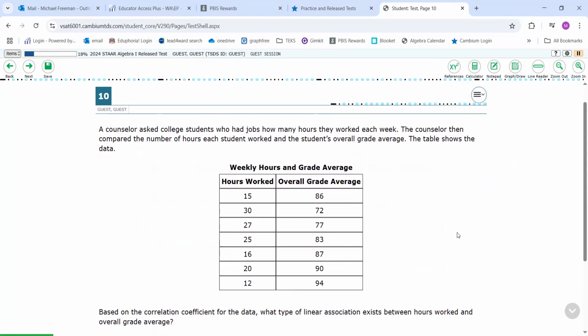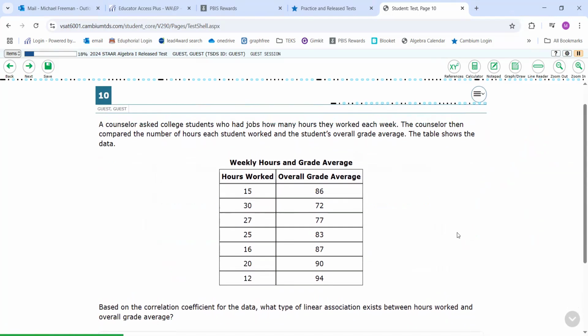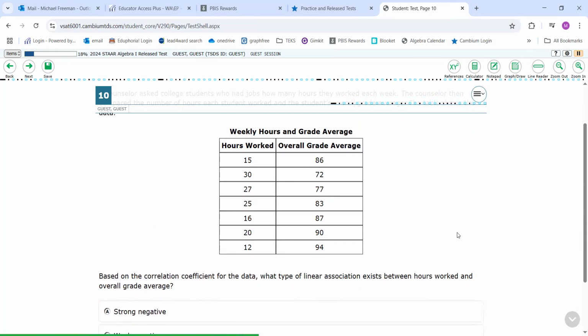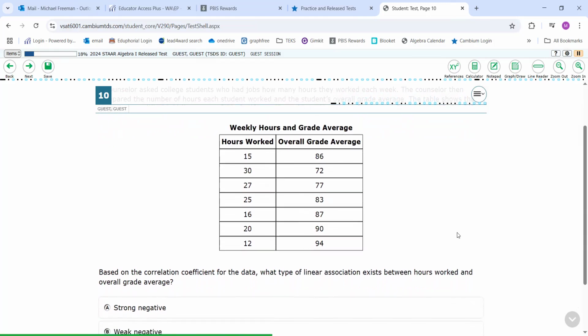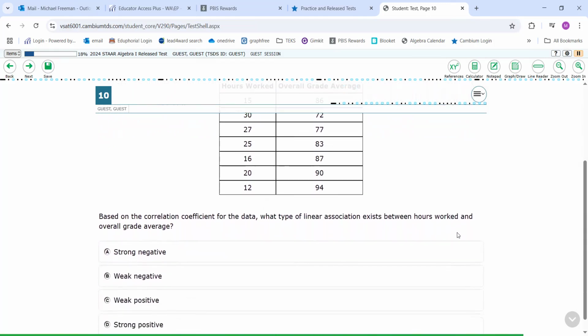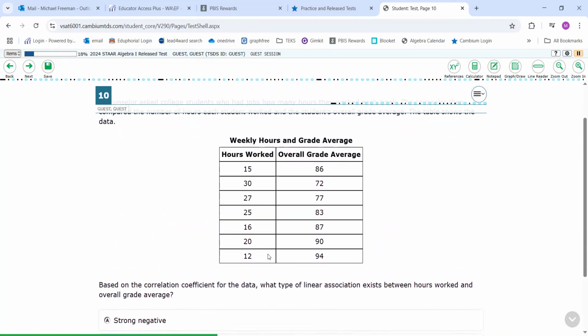All right. A counselor asked college students who had jobs how many hours they worked each week. The counselor then compared the number of hours each student worked and the student's overall grade average. The table shows the data. Based on the correlation coefficient for the data, what type of linear association exists between hours worked and overall grade average? All right, so look, where do we go to type in a table? I got to go to stat edit, right? But anytime it's talking about the correlation coefficient, I have to use our calculator.